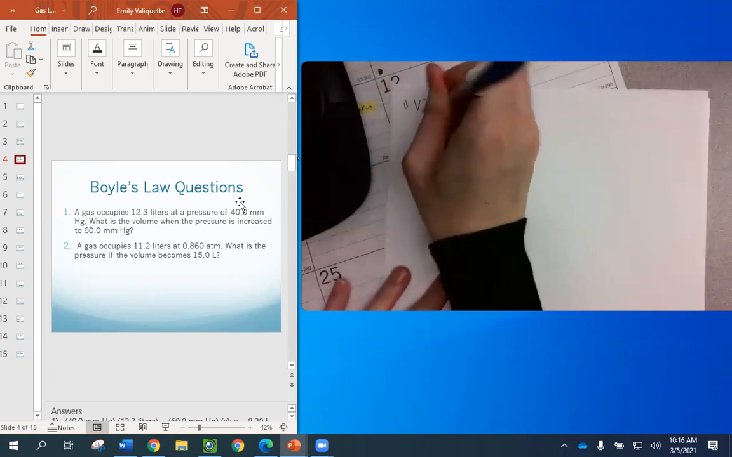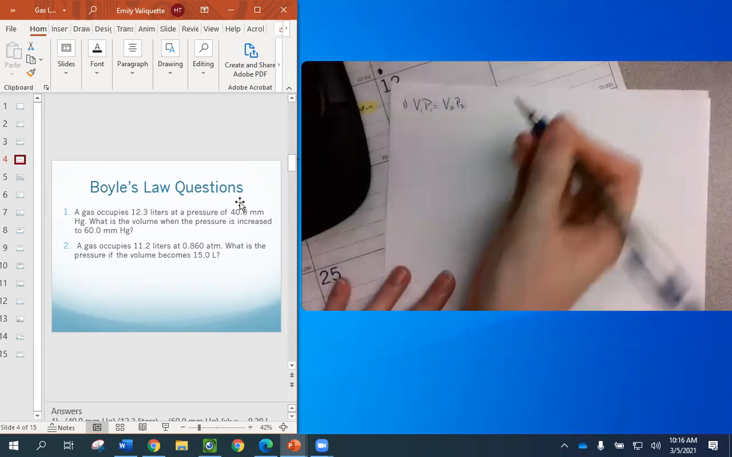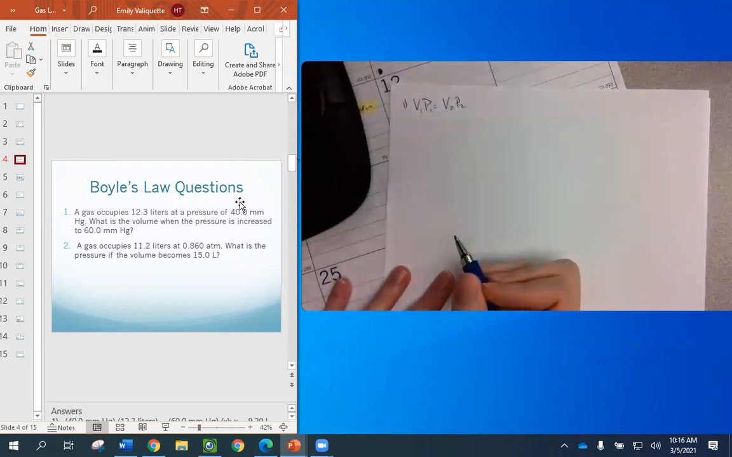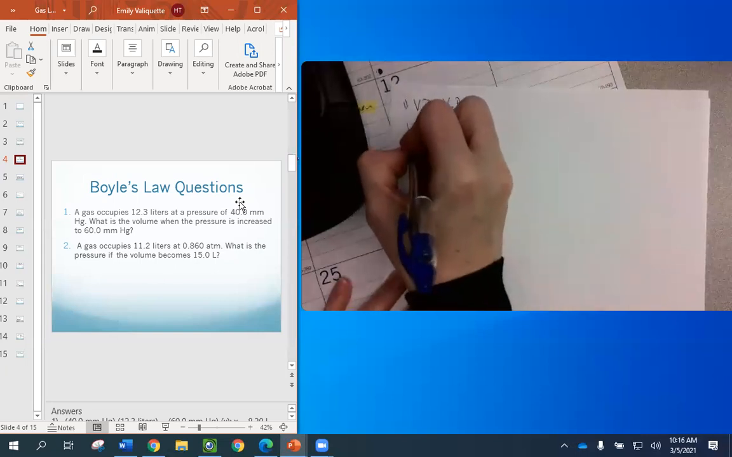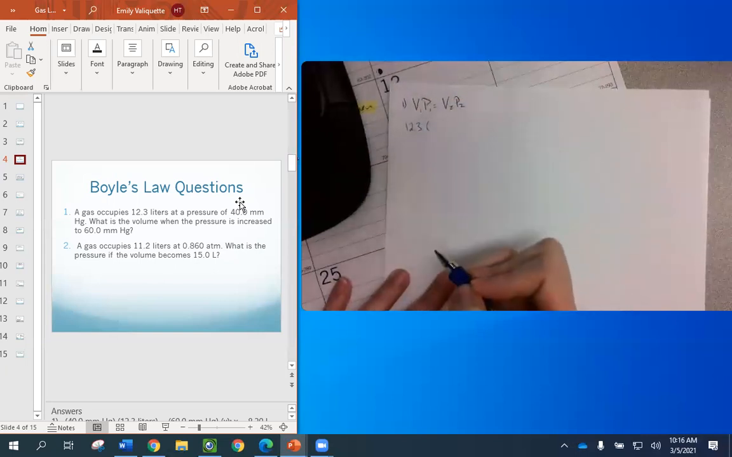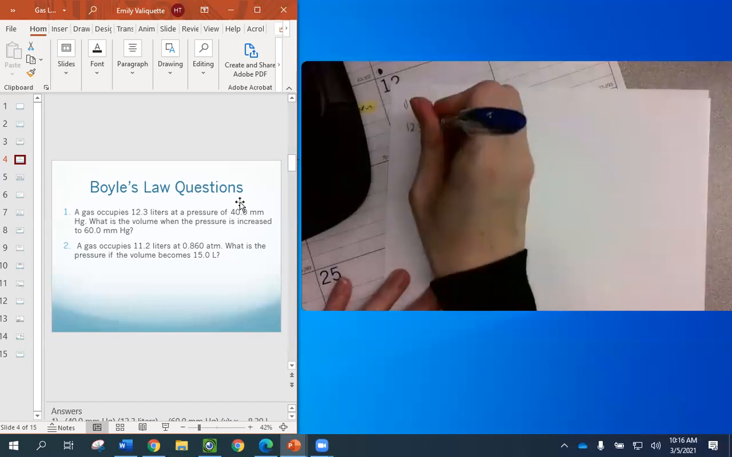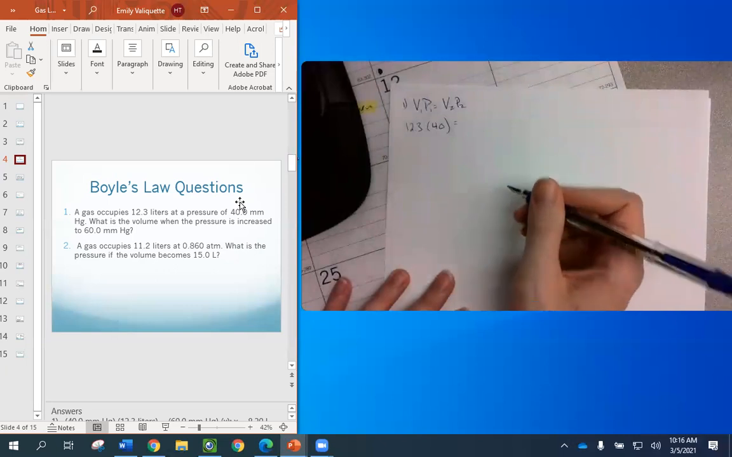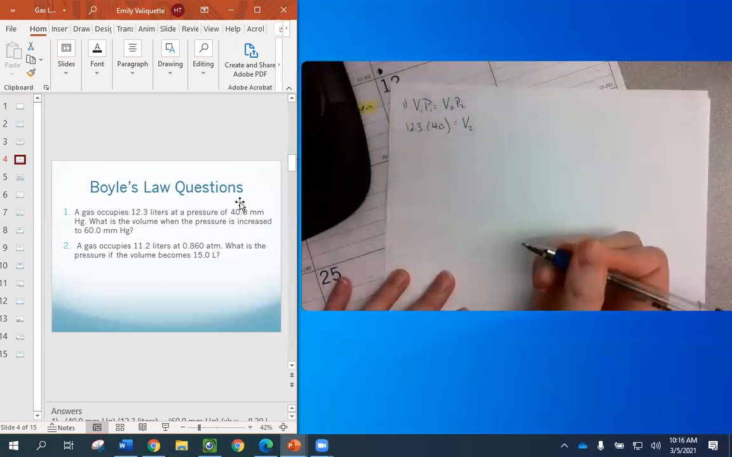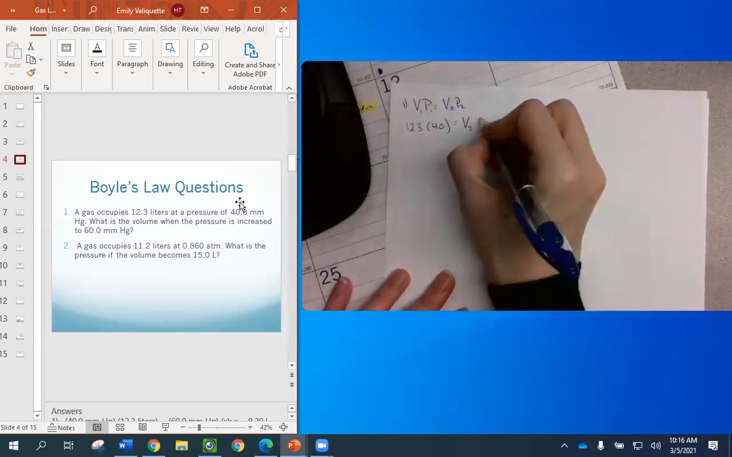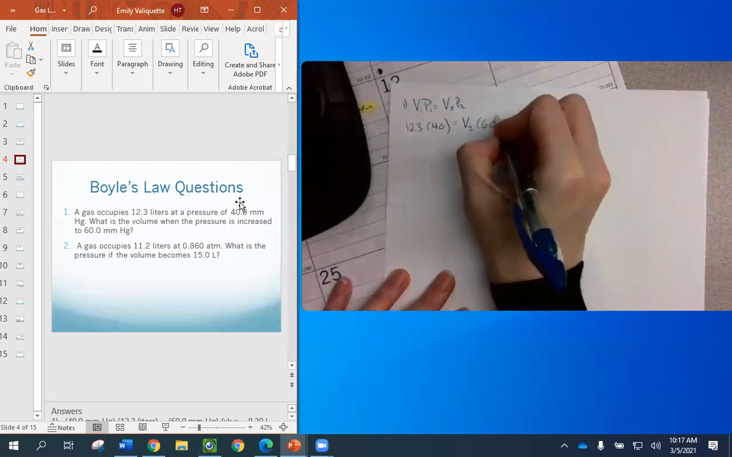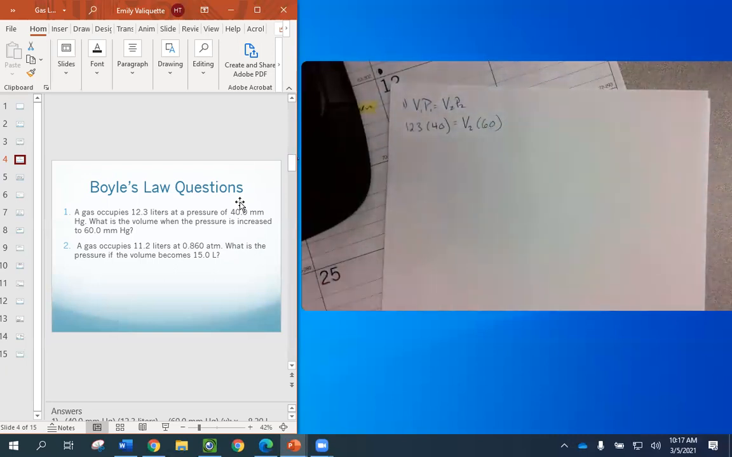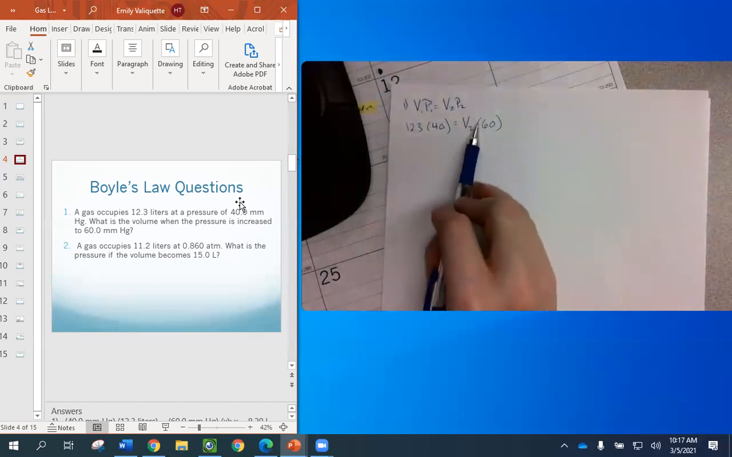So I'm going to start with my formula. V1 P1 equals V2 P2. I'm then going to plug in my initial volume, which was 12.3 liters, and my initial pressure of 40 millimeters of mercury. It then wants me to know what my second volume is once the pressure has increased to 60 millimeters of mercury.